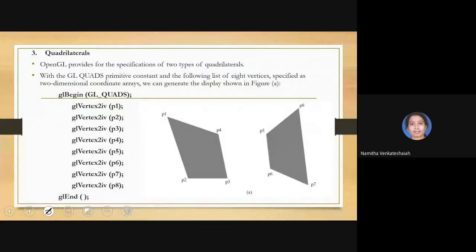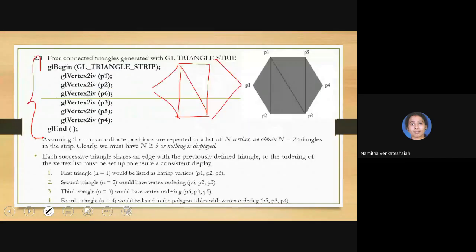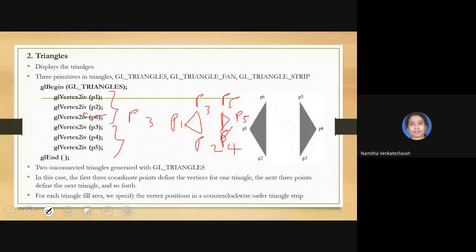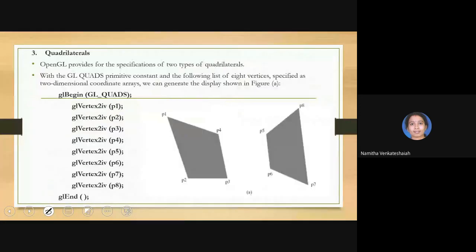Next, quadrilateral. With the GL_QUADS primitive constant and the following list of 8 vertices, you will have 2 quadrilaterals. In triangles, you had 2 triangles because the points were enough to draw 2 triangles. Like that here, with quads, the points are enough to draw 2 quads. Otherwise, the extra insufficient points are ignored.